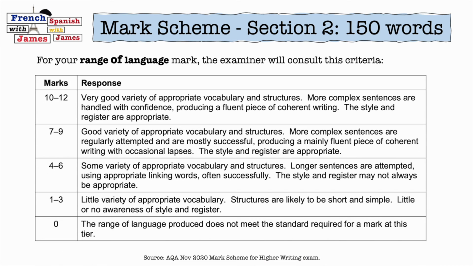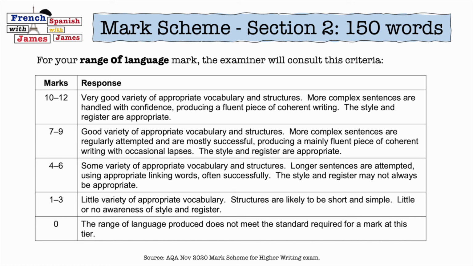So the top band, 12 out of 12, or 10 or 11 out of 12, requires you to give a really good variety of vocabulary and structures, so a variety of language, of grammar, and of relevant topical vocab, and more complex sentences are handled with confidence. So in the last one, in the 90-word, you just needed to attempt more complex things, but to really triumph in this one, you need to be able to show that you know your stuff. You can do quite complex stuff with ease, and you can get it right. The piece of writing that you produce is fluent and coherent.